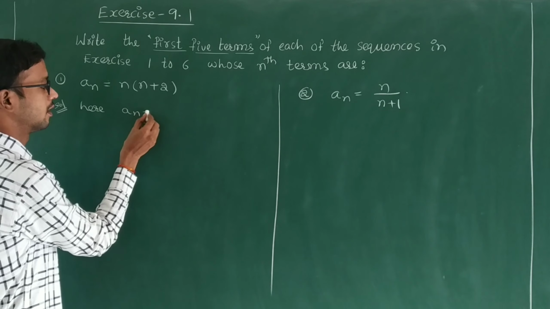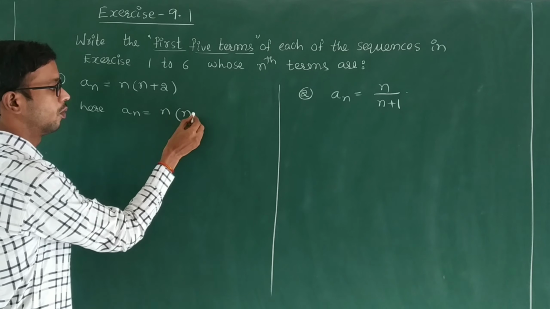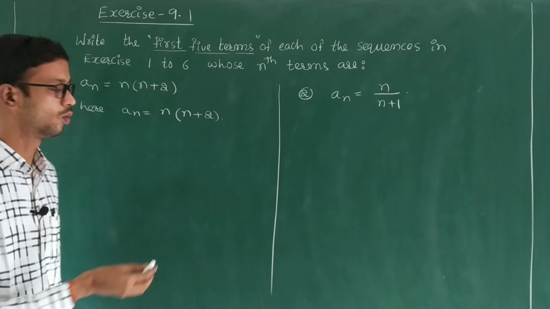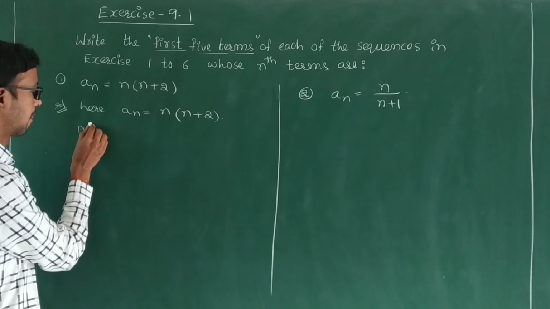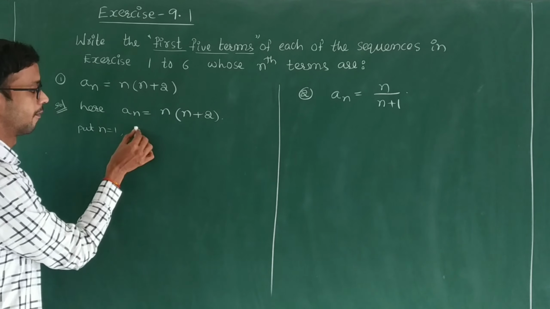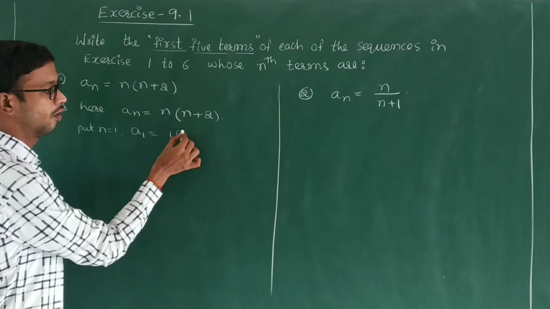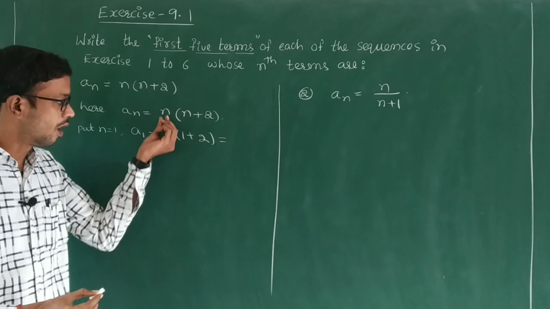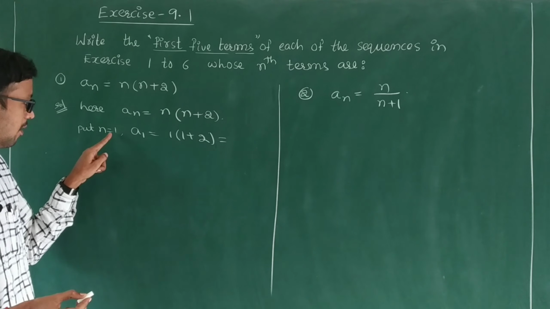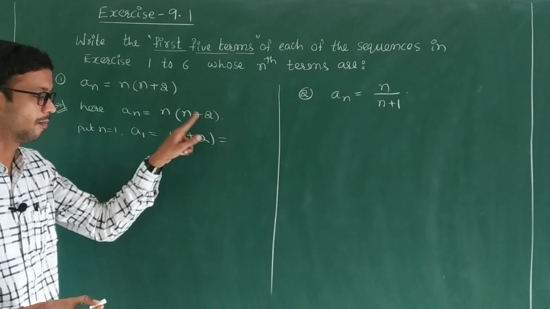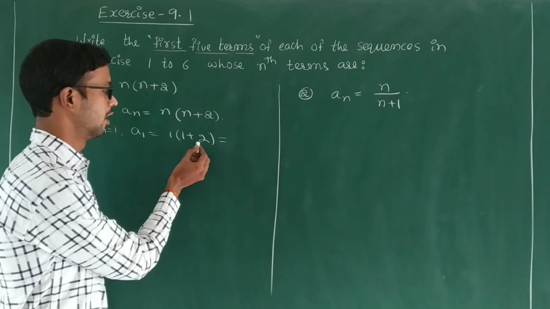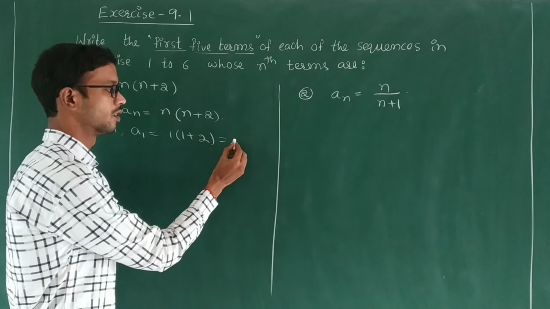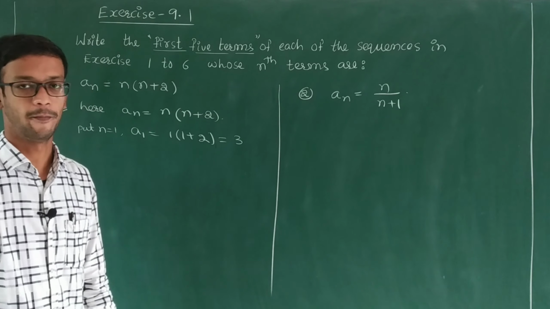Here, an is equal to n into n plus 2. Put n equal to 1. A1 is equal to 1 into 1 plus 2. Just in the n place you have to substitute 1. Why? Because here put n equal to 1. In n plus 2 substitute 1. So 1 plus 2 is 3. So answer will be 3.